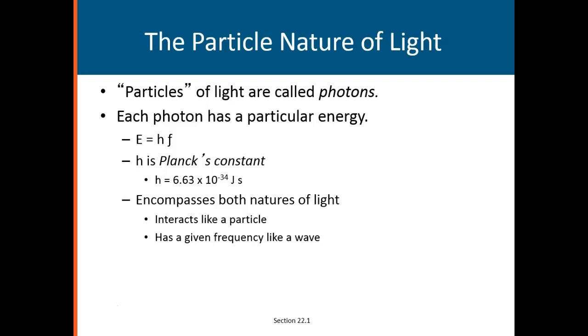That encompasses both the natures of light. It interacts like a particle, but it's given a frequency like the wave. So Planck's law, this law, sort of ties the two of those together. It interacts like a particle, but it has a frequency like a wave.